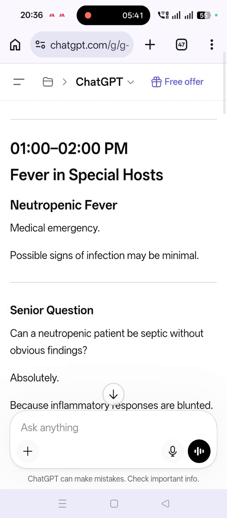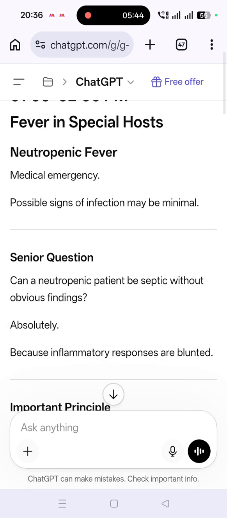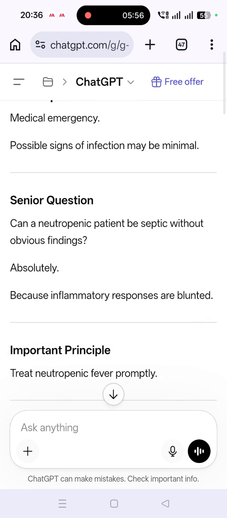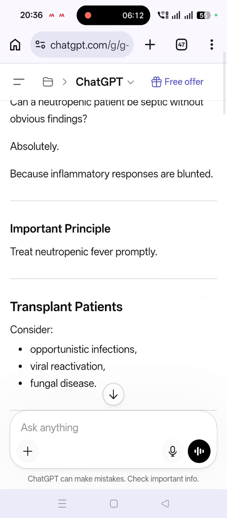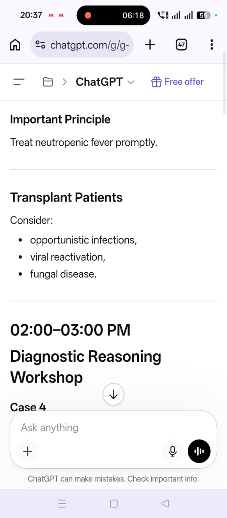So fever in a special host, like neutropenic fever, is a medical emergency. The signs of infection may be minimal. So your senior may ask, can a neutropenic patient be septic without obvious findings? The answer is absolutely, because inflammatory responses are blunted. So the important principle here is to treat neutropenic fever promptly. In transplant patients, consider opportunistic infection, viral reactivation, and fungal disease.